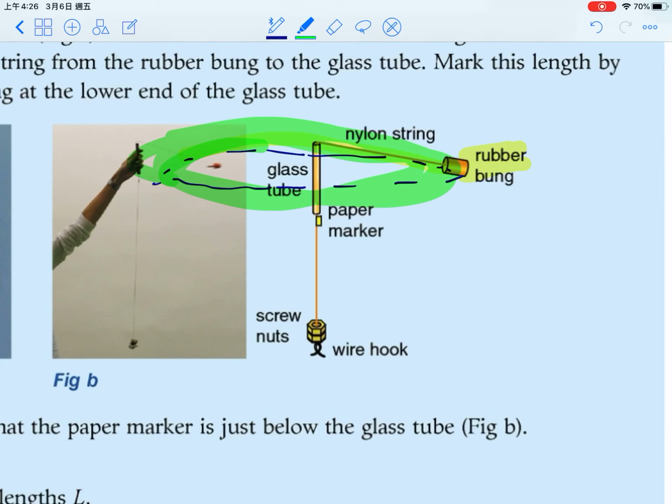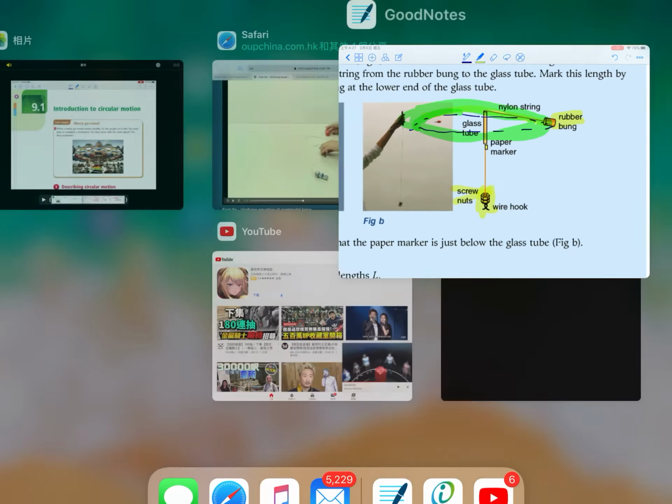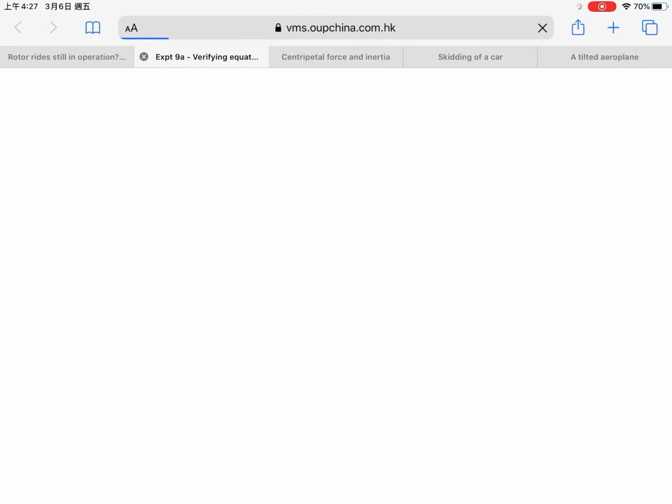You can see the tension actually gives the centripetal force, and the tension is at some angle, right? So we have to resolve Tx and Ty components. Tx gives the centripetal force. And the tension is provided by, and can be calculated from, the weight of these screw nuts. Now maybe we look at the video first.